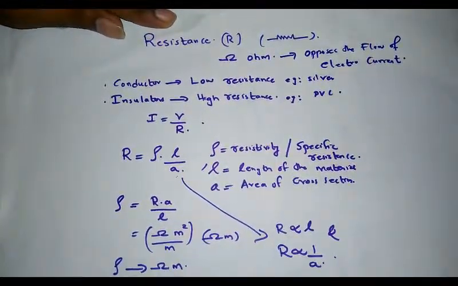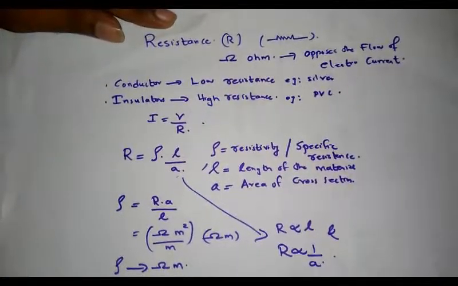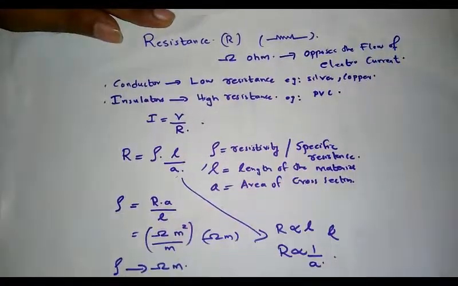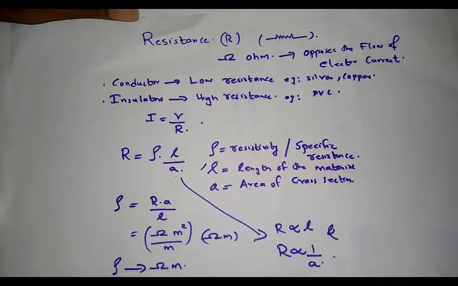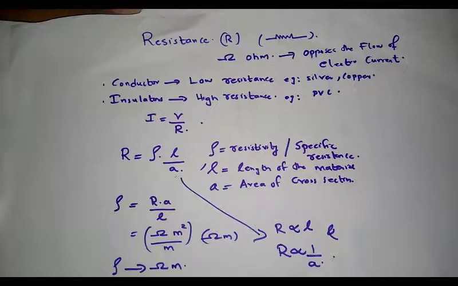Also consider a simple electric wire. We know that the electric conductor is silver, copper or aluminum. An electric wire consists of the conductor in the inside portion. It is made of copper, which is a good conductor, and its outside portion is made up of an insulator, that is PVC. So that is the basis of conductor and insulator.